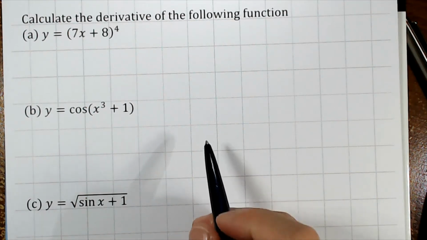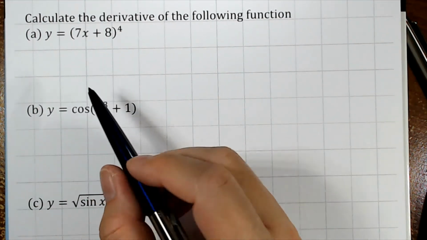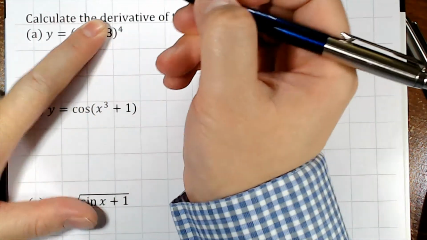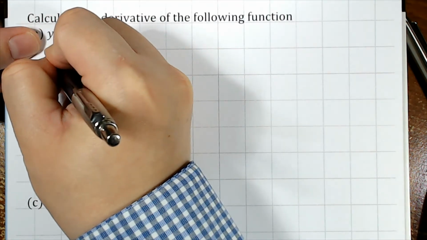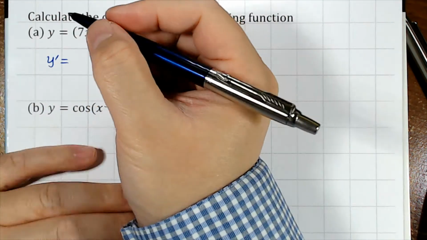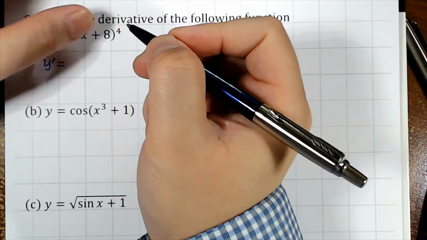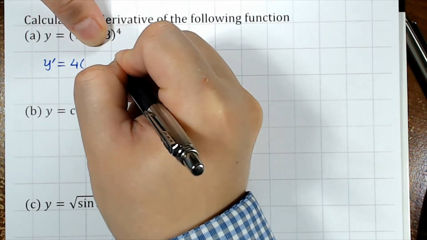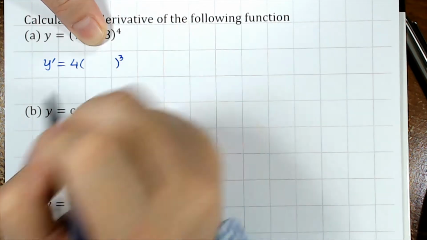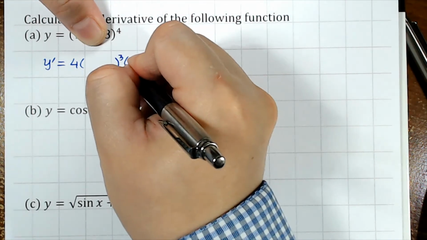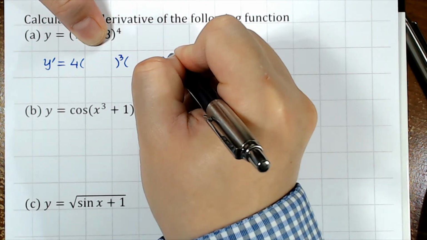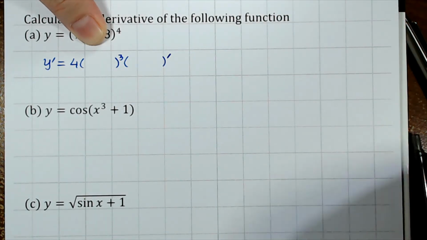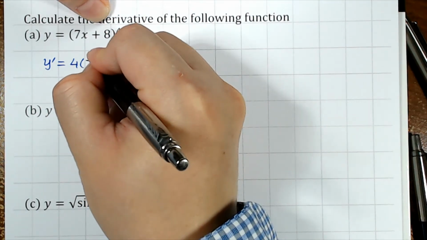Find the following derivatives. We're going to use the chain rule here. First, it doesn't matter what is inside the parentheses. In general, I will just write the derivative of y is going to be equal to, like I said, inside the parentheses doesn't matter. The power rule: derivative of something to the fourth is something cubed, and then the derivative of whatever is inside the parentheses. Inside the parentheses we have 7x plus 8.